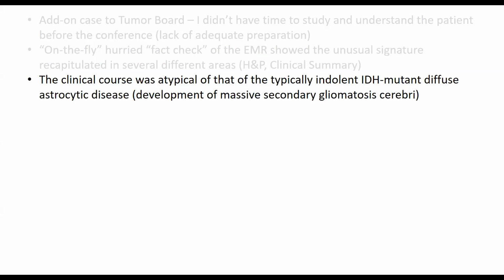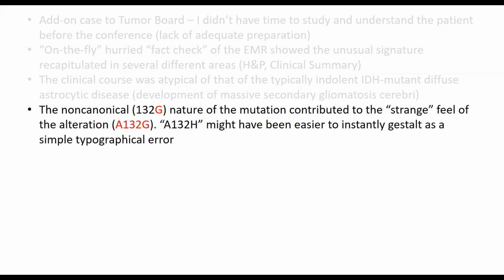All right, here's another factor. The clinical course, as I mentioned, of the patient was atypical of the typically indolent IDH mutant diffuse astrocytic disease. In fact, it was development of massive secondary gliomatosis cerebri, an entire hemisphere plus going over to the contralateral hemisphere. Not typical for IDH mutant disease, which you expect to cook along indolently for years, decades even. All right. So I was looking for an explanation. I was grasping at straws. How can I describe this? That's good. An analytic mind wants to understand it.